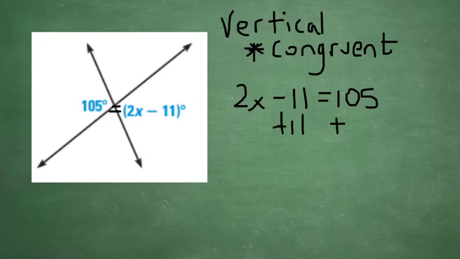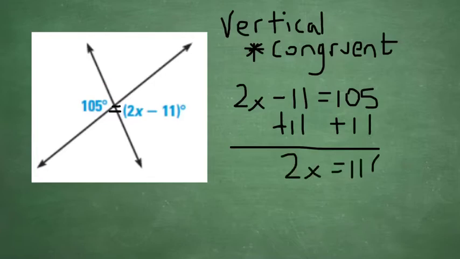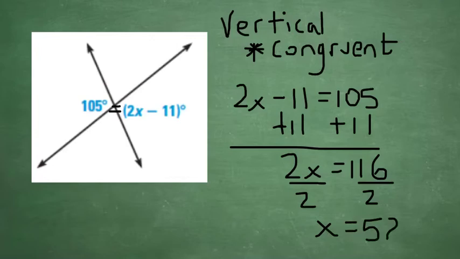So let's go ahead and add 11 to both sides. So 2x is equal to 116. We'll divide both sides by 2, and x should have a value of 58.